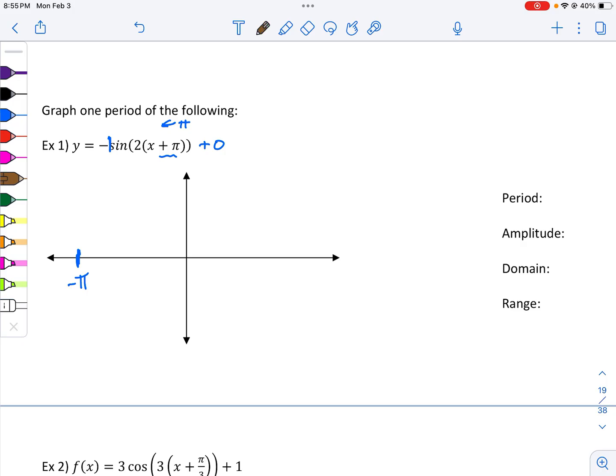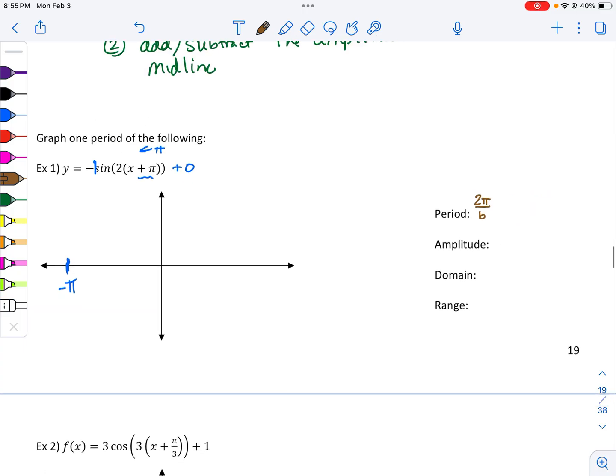All right, the next thing I want to do is find the period. So I've got a space over here for period. The period is always 2 pi divided by b. Well, in this case, our b value is 2. So we're going to do 2 pi divided by 2. So our period is just pi.